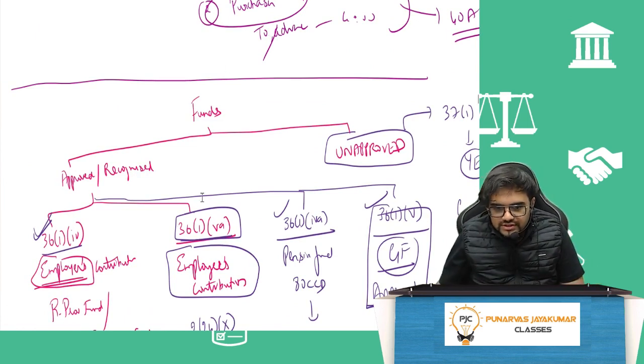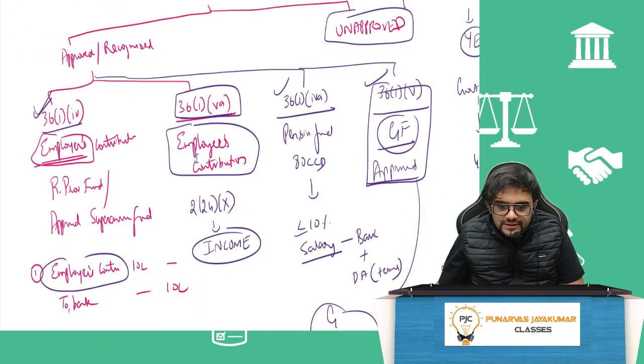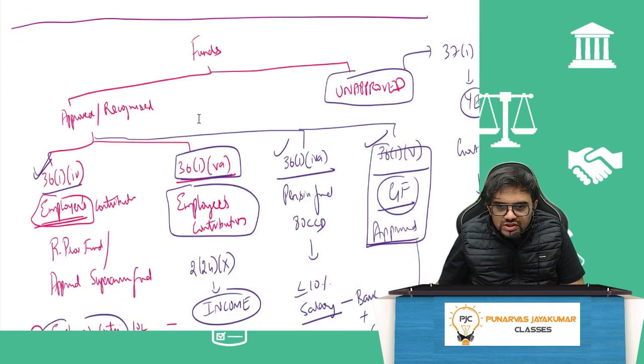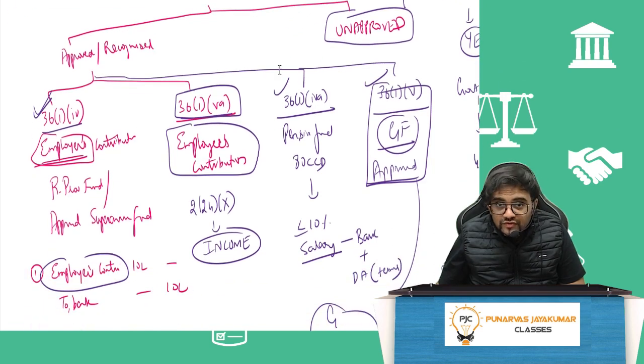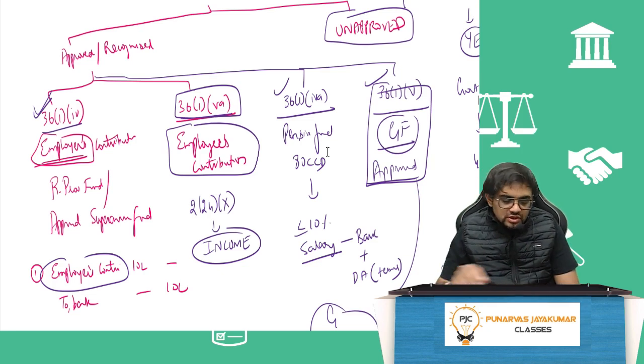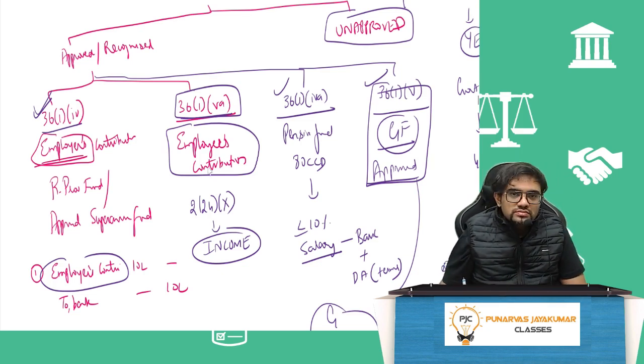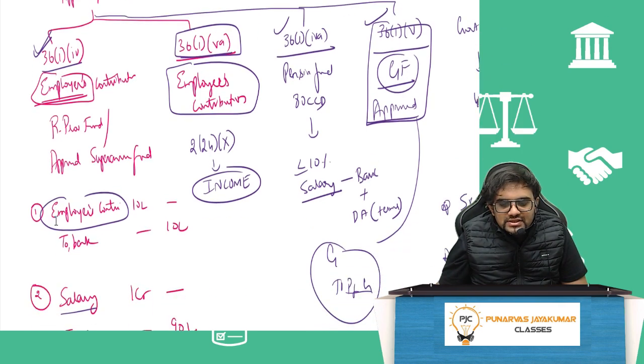Moving on, my dear friends, as far as the funds are concerned, let us come back to certain deductions under 36. I've made a chart which will help you understand really well. So funds are of two types. One is approved or recognized funds. The other one is unapproved funds. So approved funds, you have 36(1)(iv), 36(1)(iv)(a) and 36(1)(v). No need to remember the section numbers, just remember 36. So first is what? Employer's contribution. Correct? And that is the recognized provident fund and approved superannuation fund.